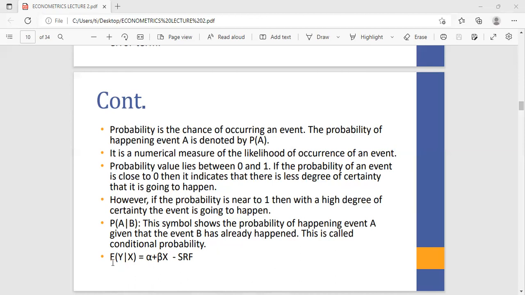So this is the conditional expectation of y given that the value of x is so and so, given by this line. Or this is also called expected regression line or sample regression function. So if you don't have knowledge of probability and conditional probability, then it's very difficult to understand or appreciate the basic idea behind econometric analysis.